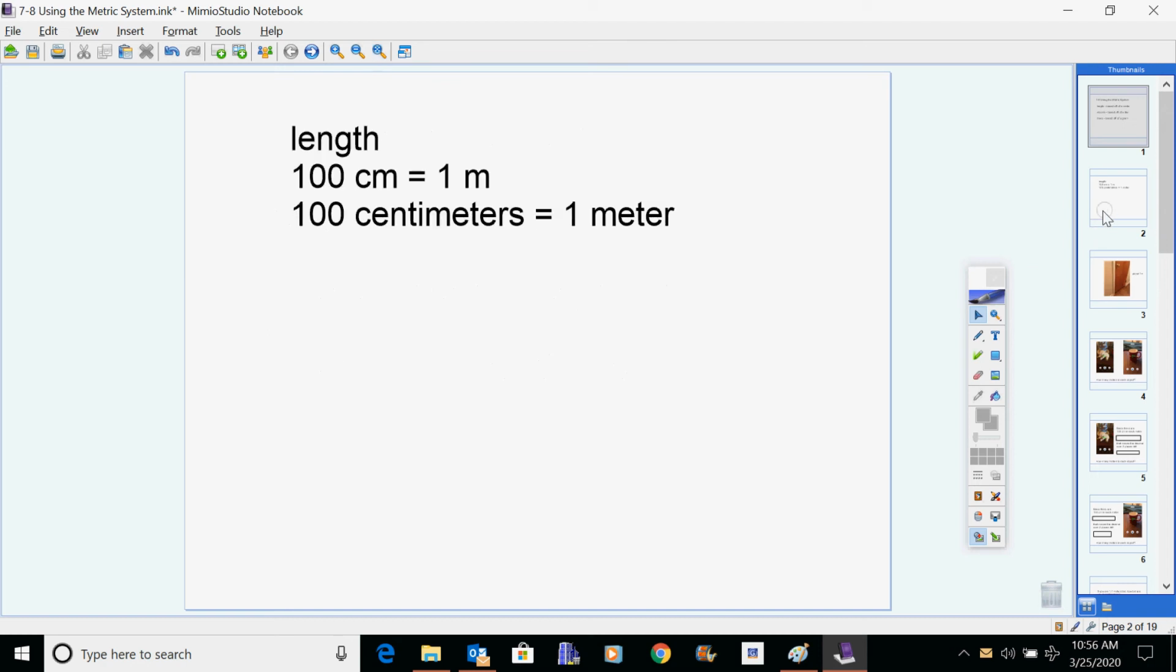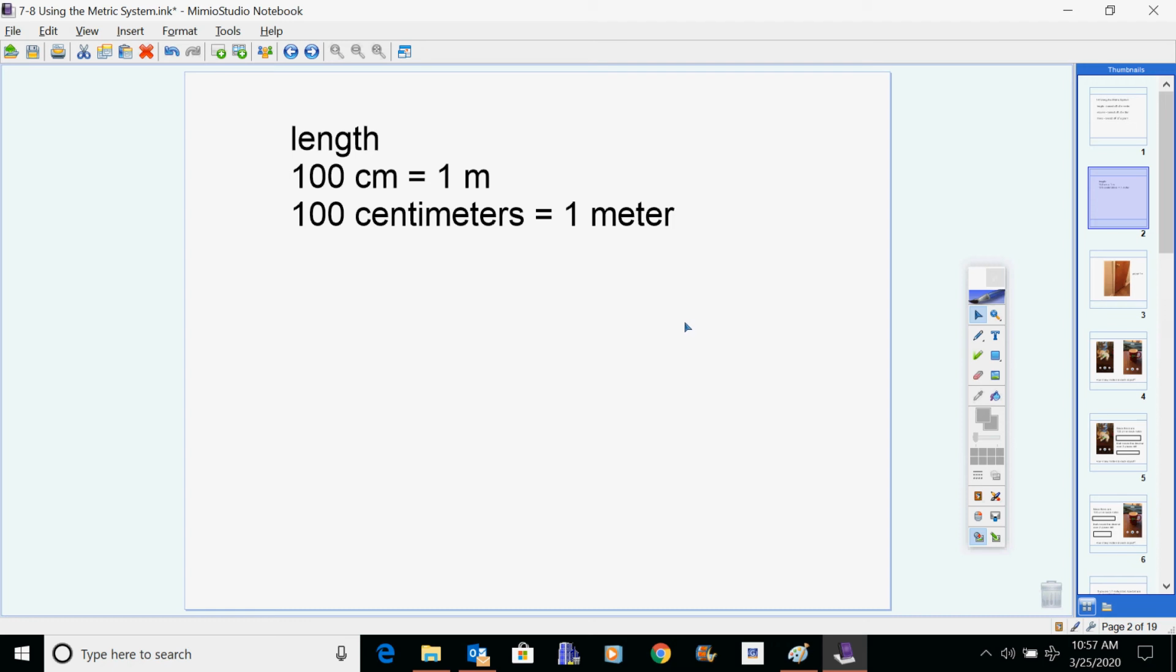examples here. Okay, first of all, you need to understand that there are 100 centimeters in 1 meter. Everything is based off of a meter, and the easiest one to understand is the centimeter-meter relationship, because in our money, we have cents and we have dollars. And cents, there's 100 cents in $1.